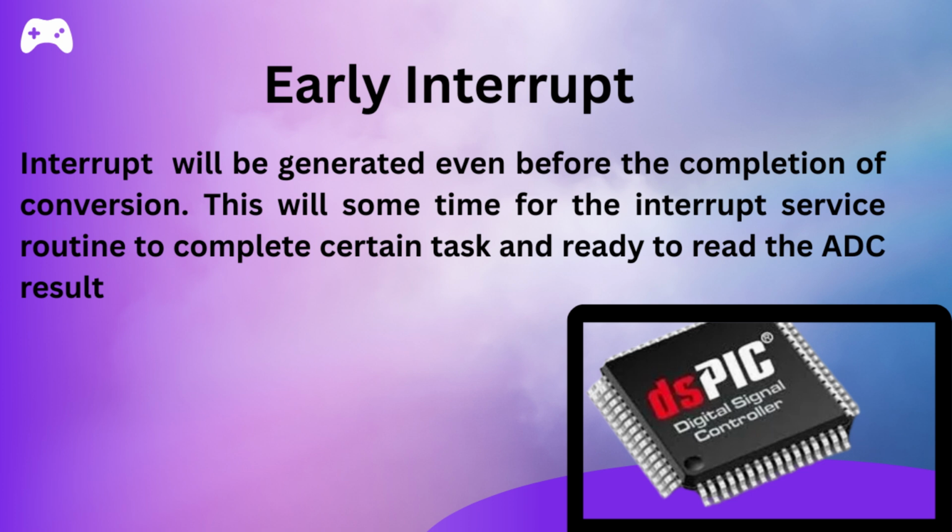See, if the interrupt is generated after the conversion, then there will be some overhead in the interrupt service routine before you read the ADC result value. But here the interrupt is advanced a little bit, so that you can complete the overhead in the ISR, and then once the conversion completes, you can immediately read the value.